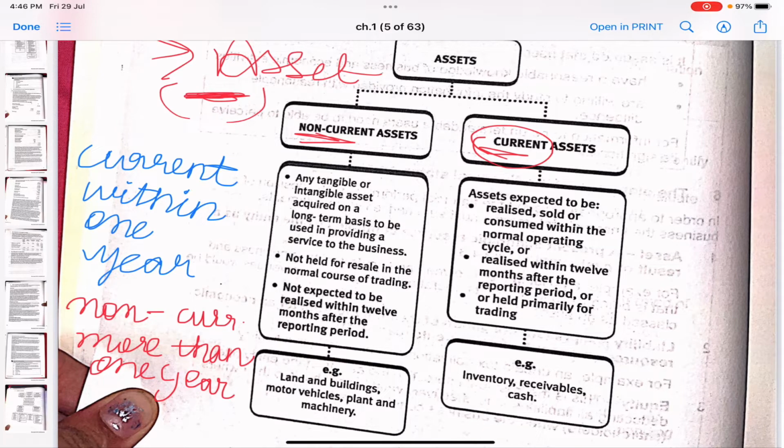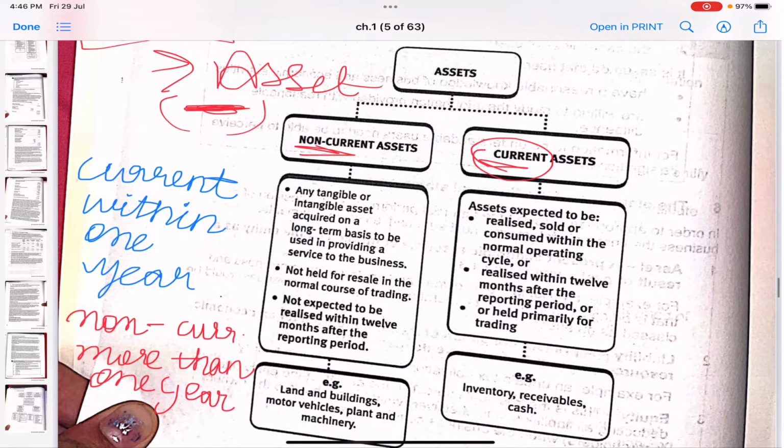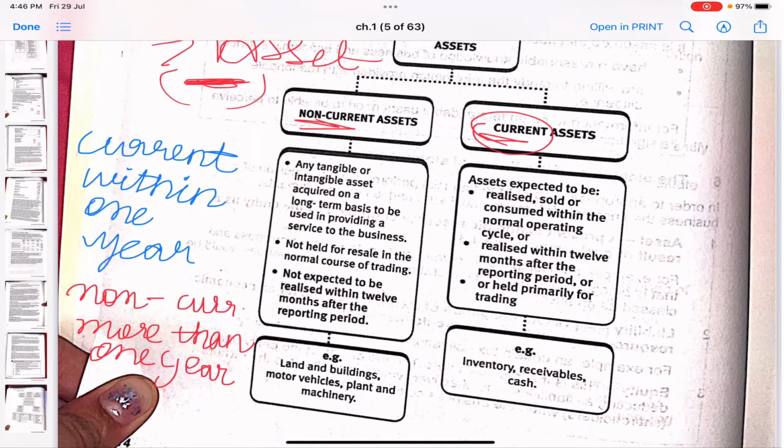So you know that non-current assets are long term. They are not held for resale in the normal course of trading, and not expected to be realized within 12 months after the reporting period. These are something which we keep for a very long time, right? Let's say I have a chocolate business, with a machinery which manufactures the chocolates, and I have chocolates with me. Are chocolates assets of my business? Yes, they are. Are they current assets or non-current assets?